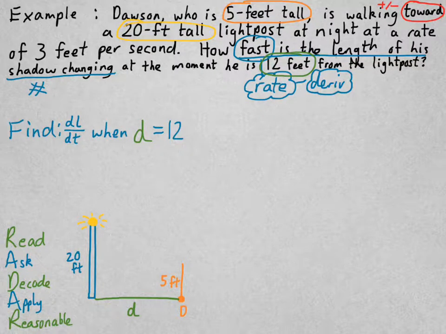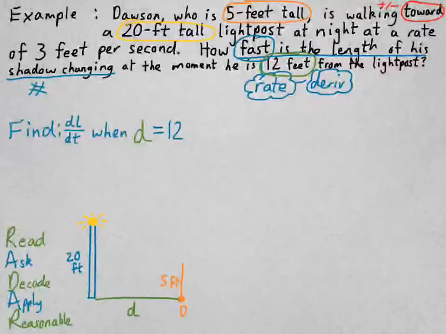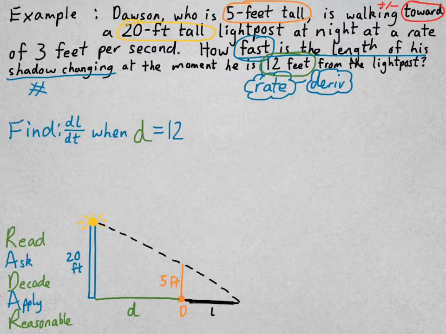Then the light creates a shadow. The way it creates a shadow is the light rays from the lamppost hit Dawson's head, and then it creates a shadow on the ground, which has a length of L, which we already decided on before. Okay, so now we have the picture going. Let's continue reading the problem.